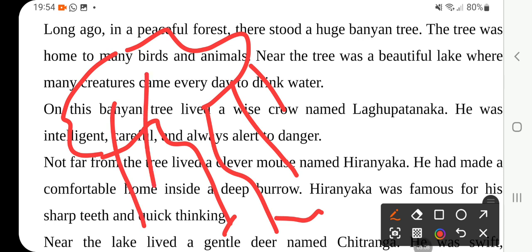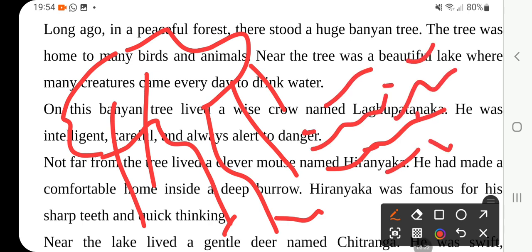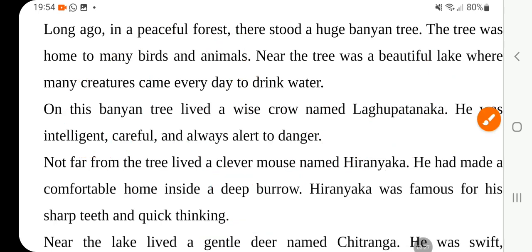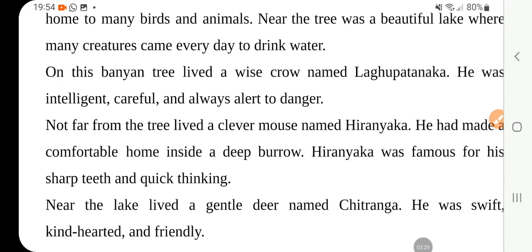The tree is of course the home to many birds and animals, and near the tree was a beautiful lake. Here you can draw the beautiful lake, and this way you will be able to remember it. Many creatures came every day to drink water. So you can imagine the dense forest, a huge banyan tree, and near the banyan tree a beautiful lake.